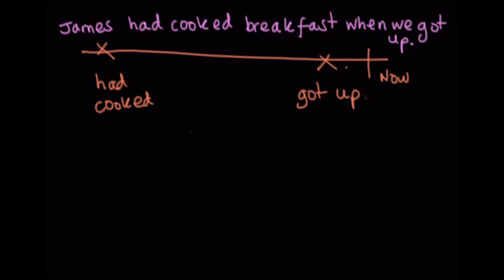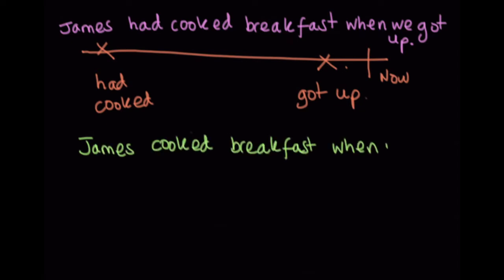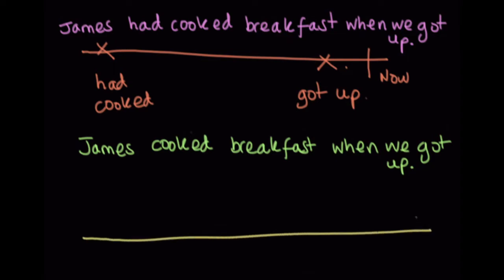Whereas if we use the past simple, so here we've got cooked, which is in the past simple, and got up in the past simple. This time, if we draw a timeline, you can see that the events are in a different order. We got up, and then James cooked breakfast.